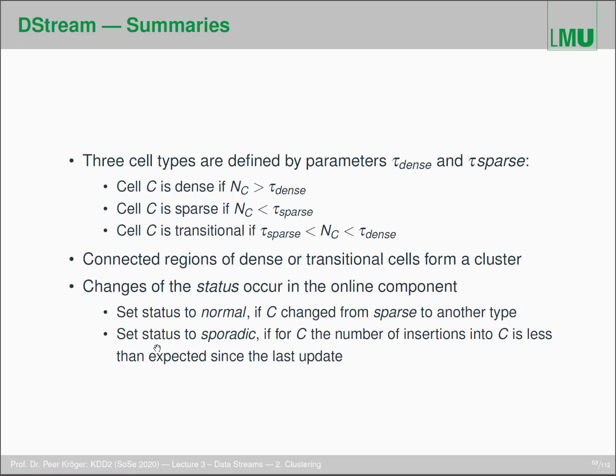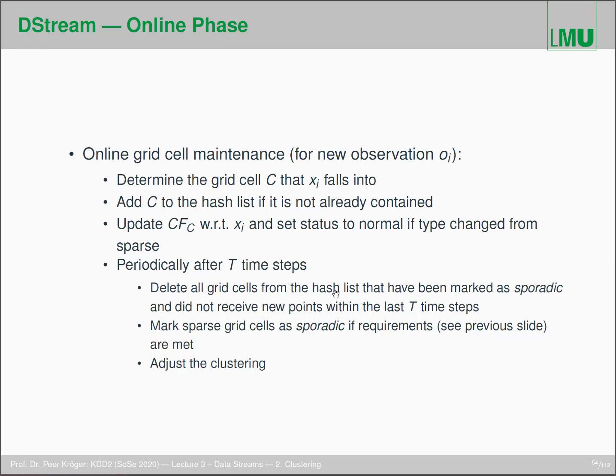And the status is set to sporadic if for C the number of insertions into this cell is less than expected since the last update, which can be computed by the assumption of an equal distribution of points over time and over data space, of course.